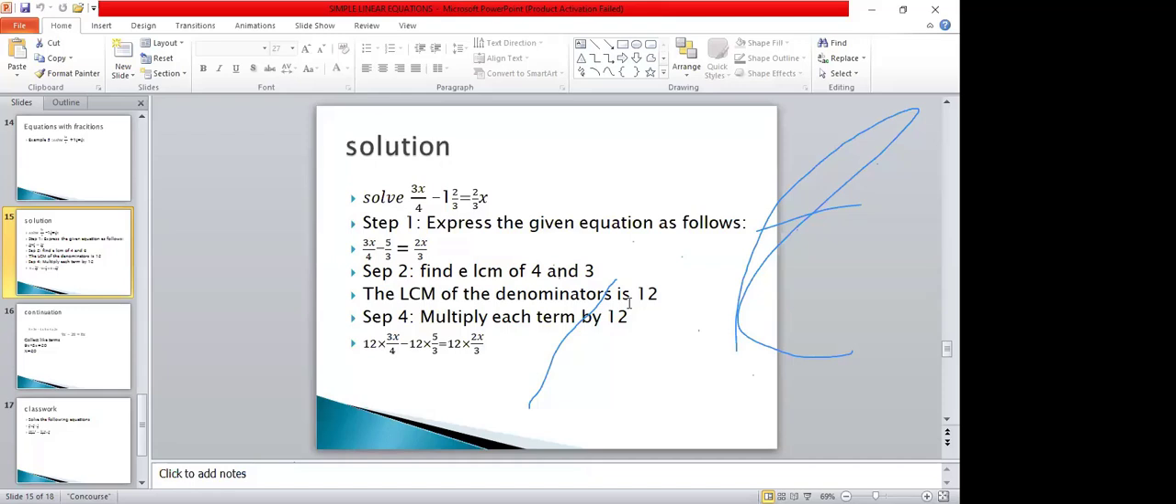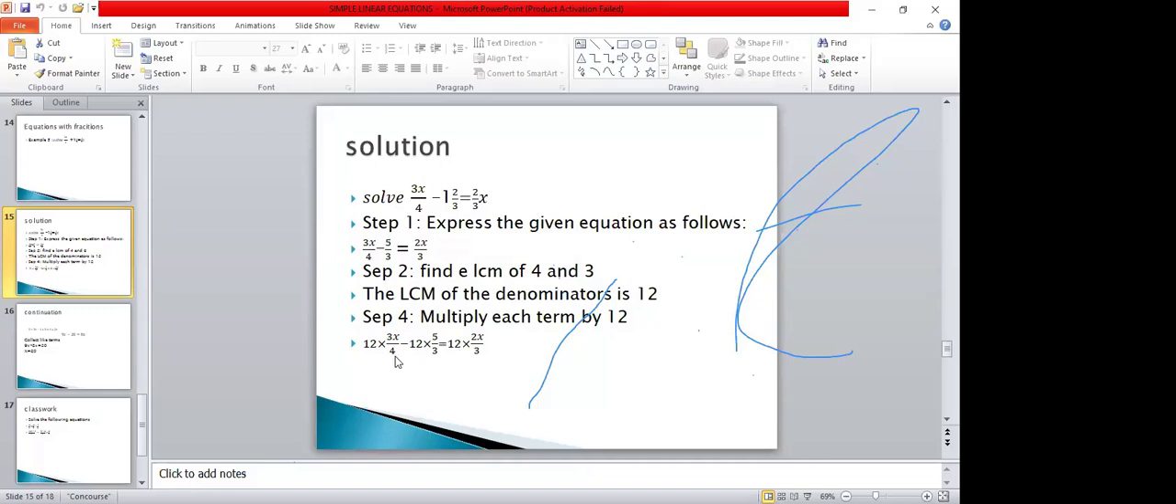And that is 12. So if the LCM is 12, the next step is to multiply. You multiply each of the terms by the LCM. And what is that? 12. So we have 3x over 4, so you multiply by 12. So that is 12 times 3x over 4. Then the second one, we have minus 5 over 3. We multiply it also by what? By 12. We have 12 times 5 over 3. And the last one, we have 2x over 3. We also multiply by 12. Can you see now?